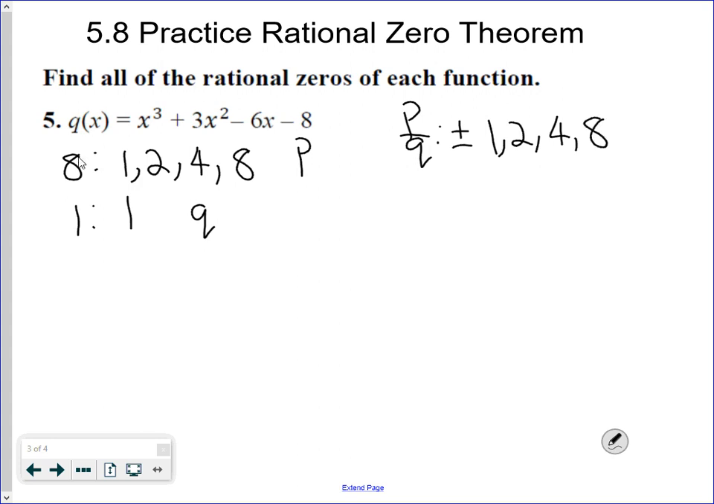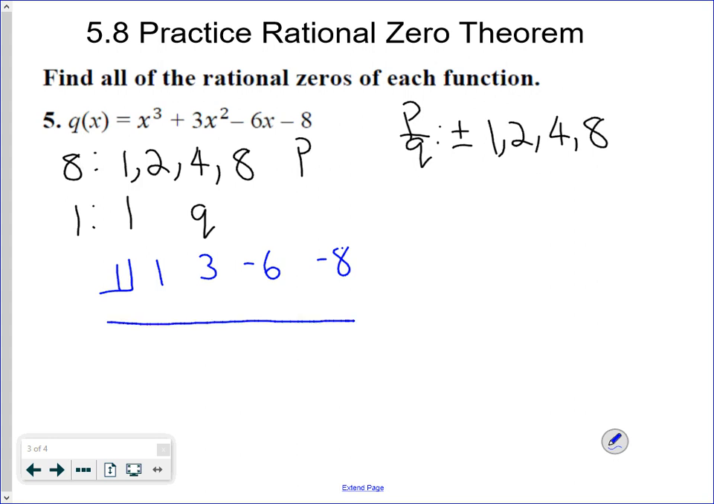Okay, so now we need to actually start plugging in each of these possible quotients to find which ones actually fit into the function. What I always do is start with the small numbers first. So I want to start with positive 1. I'm going to do synthetic division using positive 1. I'm going to write down the coefficients of this function: 1, 3, -6, and -8.